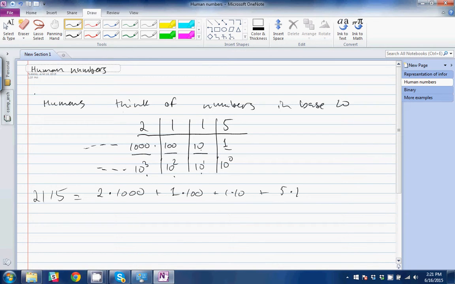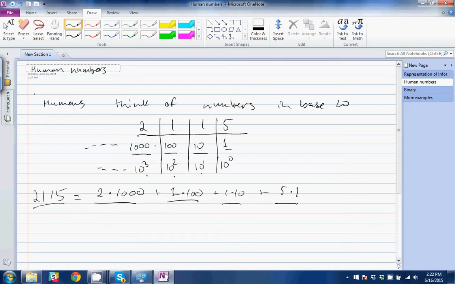We can go for infinitely large numbers. And with this representation, we can express the number 2115 as a sum of the powers of 10. So it's actually 2 times 1000 plus 1 times 100 plus 1 times 10 plus 5 times 1.